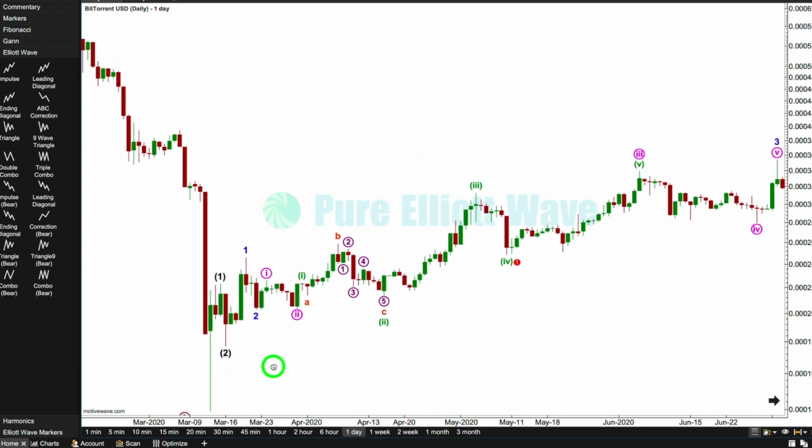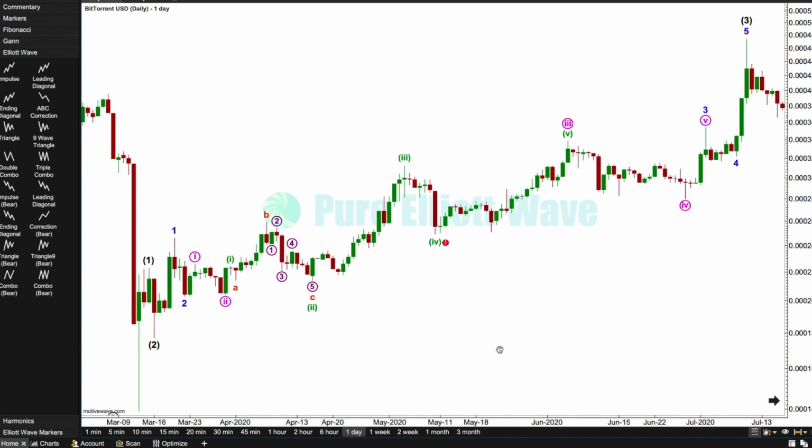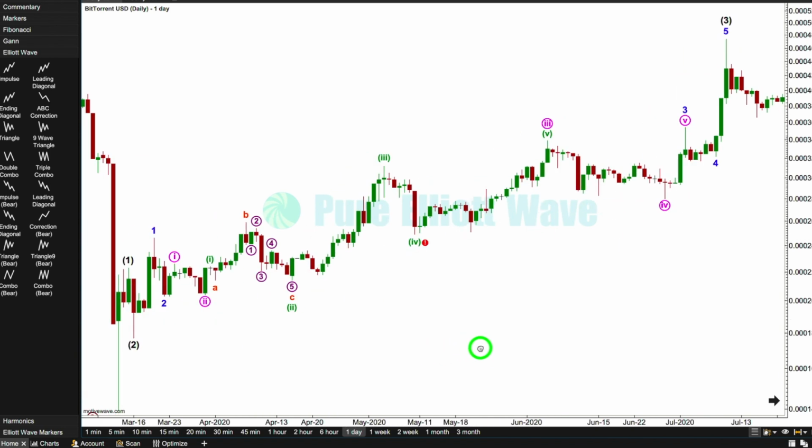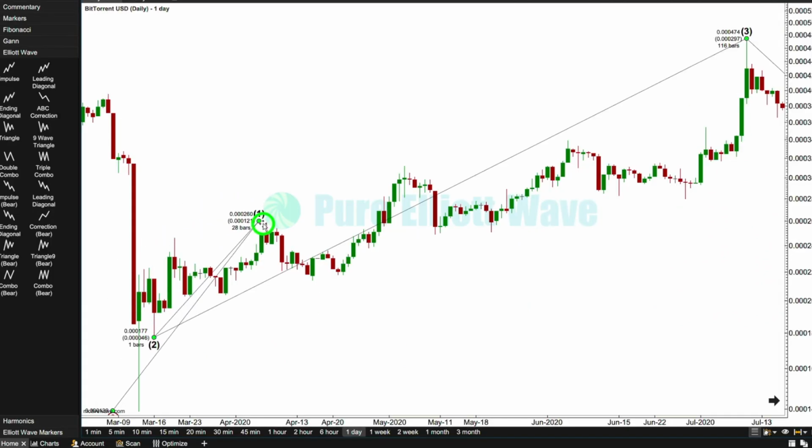But that's the only way it could work, and then 4 doesn't overlap 1 in the middle of the third wave works. I don't think this has enough volume here for this to work. Oh, hang on. Well, what if intermediate 1 didn't end there? What if intermediate 1 ends here? I don't think this is going to resolve the problem.